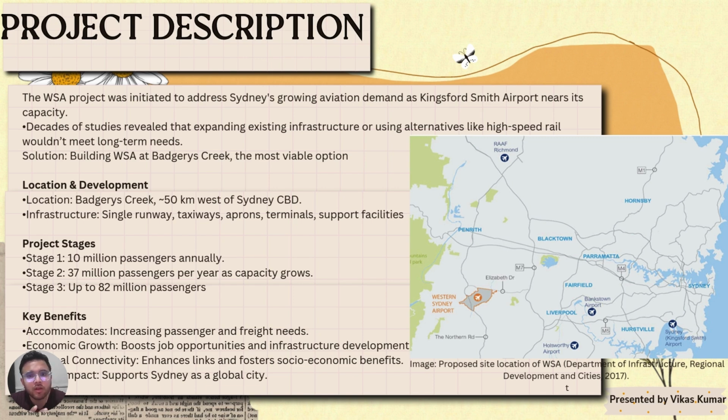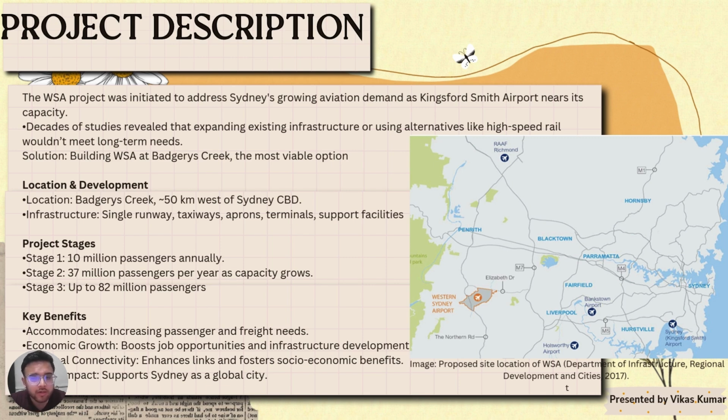So that's why the Australian government decided to construct a new airport which is named Western Sydney Airport, and the construction started in 2018, and it is predicted that operations will start in 2026. So there are three stages of this project. The first stage will carry 50 million passengers annually, and the final stage, which will be complete after 2060, will carry up to 82 million passengers.